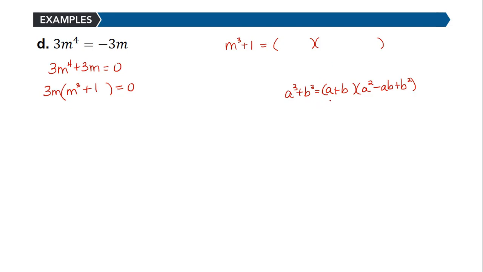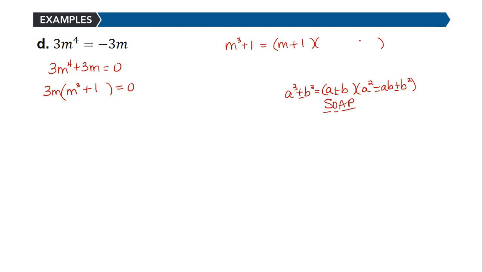To remember the signs, I use the acronym SOAP. The first sign is the same as the original binomial. Then I have to take the opposite, and the last sign is always positive. So same, opposite, always positive. Well, what goes in the first binomial are the expressions that you have to cube to get the original terms. So to get m cubed, I have to cube m. To get 1, I have to cube 1.